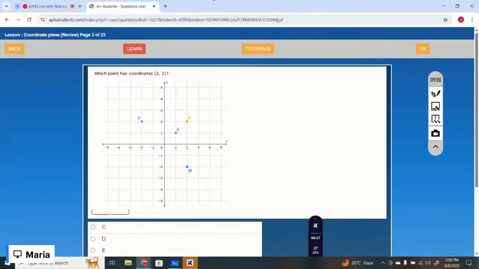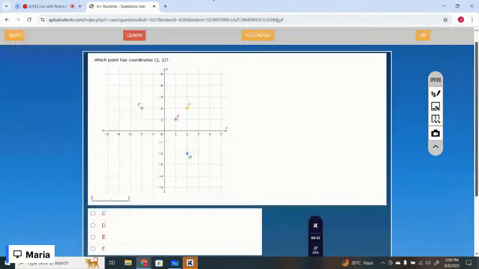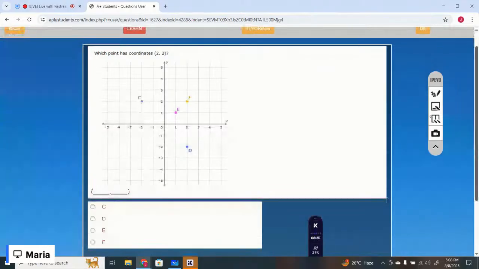Which point has the coordinate 2, 2? Okay, so 2, 2. X is 2 and y is 2. F has the coordinate 2, 2. The correct option is option number 4. F it is.